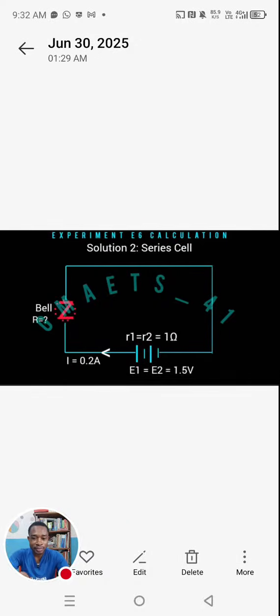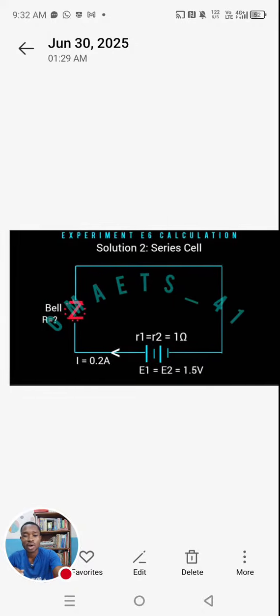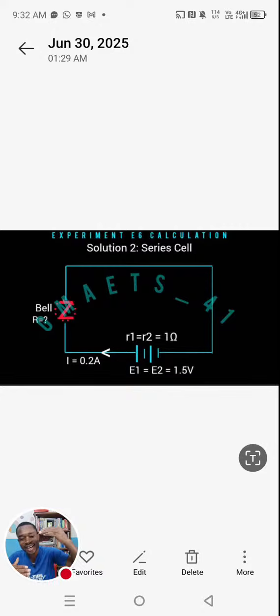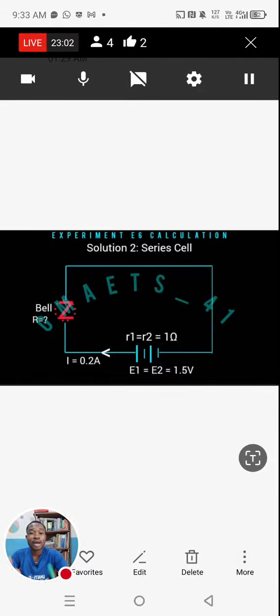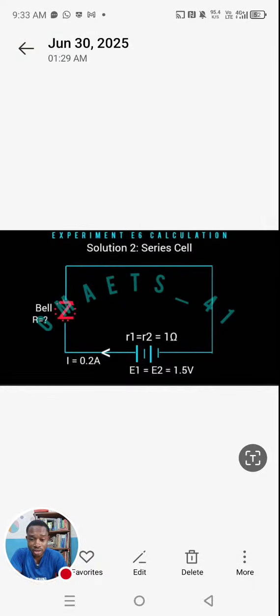Look at the bell. Calculate the resistance of the bell in this series connection of the cell. Because the resistance of the bell was not given to us. That bell is providing external resistance in the circuit. So you can be asked to calculate that. It's possible. So let us assume you're asked to calculate that in your laboratory work this week. And even if it is not in your laboratory work, what about your examination? What if you are asked to calculate that? What would you do? That is why I went further.